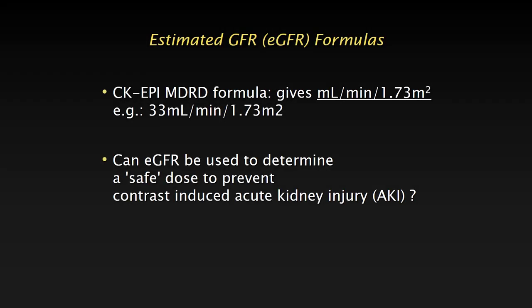Just to keep in mind, the formula that I just showed you is the formula that we use most of the time, and when you use a calculator on the hospital side in Epic, this is essentially the formula that is being used. So it results in this case in 33 milliliters per minute per 1.73 meters squared of body surface area. So the question is, can we use this EGFR to determine a safe dose for that patient? How can we do this, or is there a way to do that?